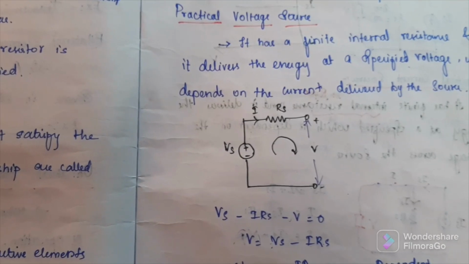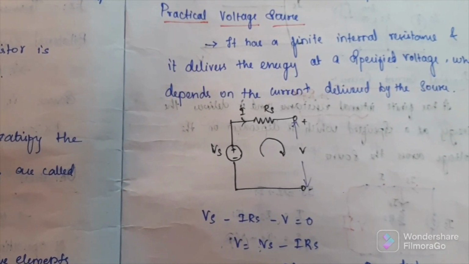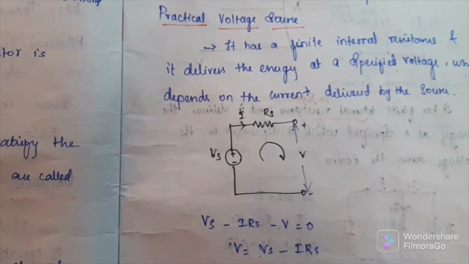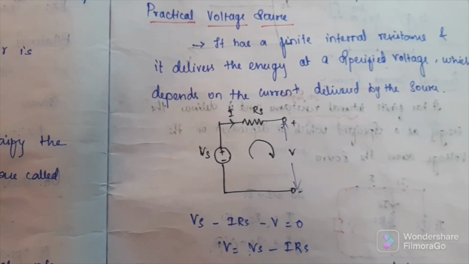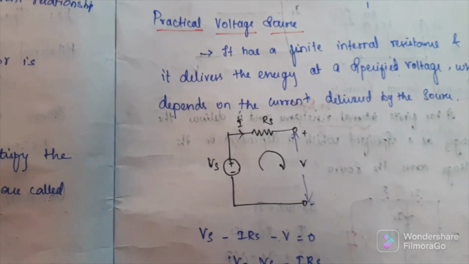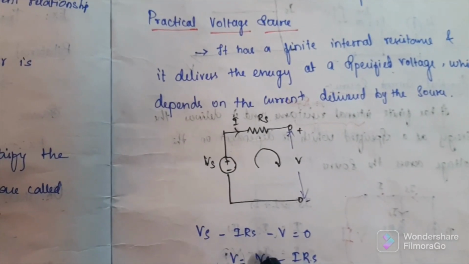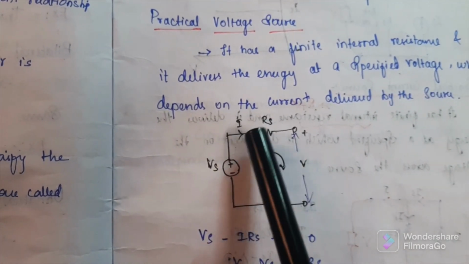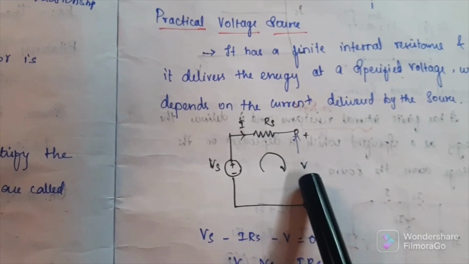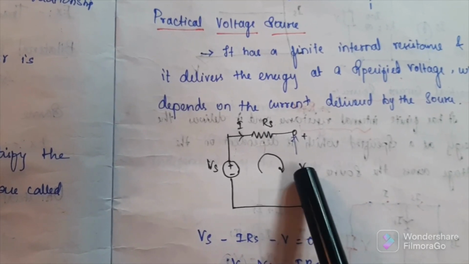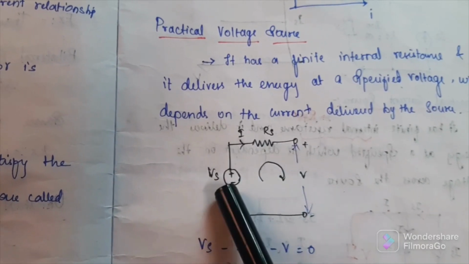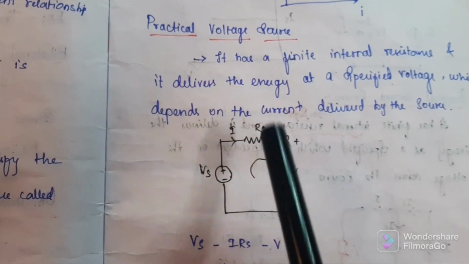Practical voltage source. Practical voltage source means it has a finite internal resistance and it delivers the energy at a specified voltage which depends on the current delivered by the source. So in this practical voltage source, an internal resistance is present. Therefore, the output voltage produced by the circuit depends upon the current I delivered by the source. That is called practical voltage source.